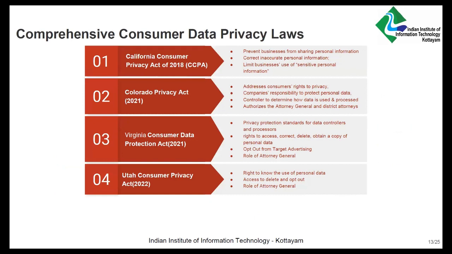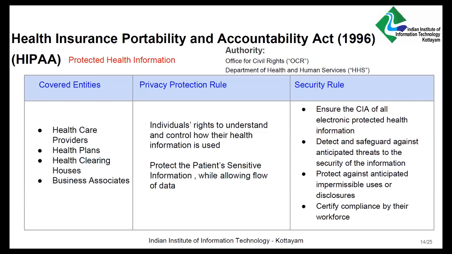So these are the four comprehensive consumer data privacy laws: California, Colorado, Virginia, and Utah. They are made to protect consumers' personal information while in a business or while sharing commodities or while purchasing something. There are places where we have to give our information while purchasing a good, right? So for all that, they have come up with these four acts. Yeah, that's about the consumer protection acts.